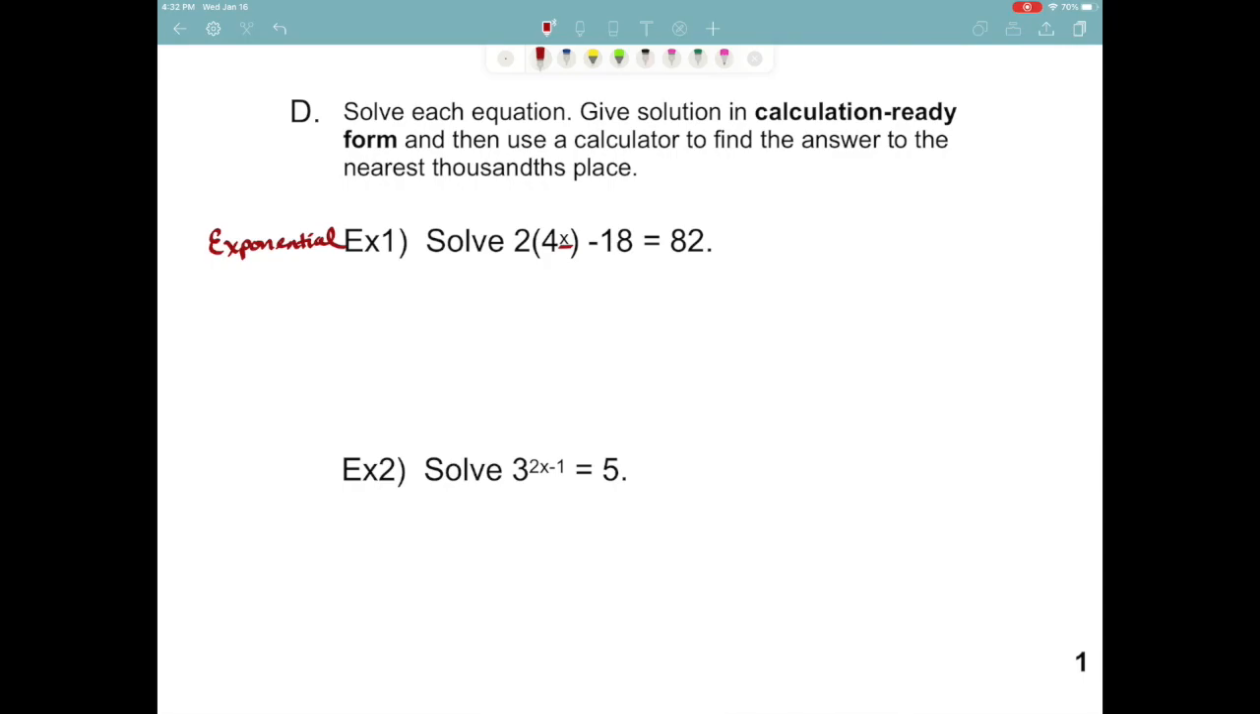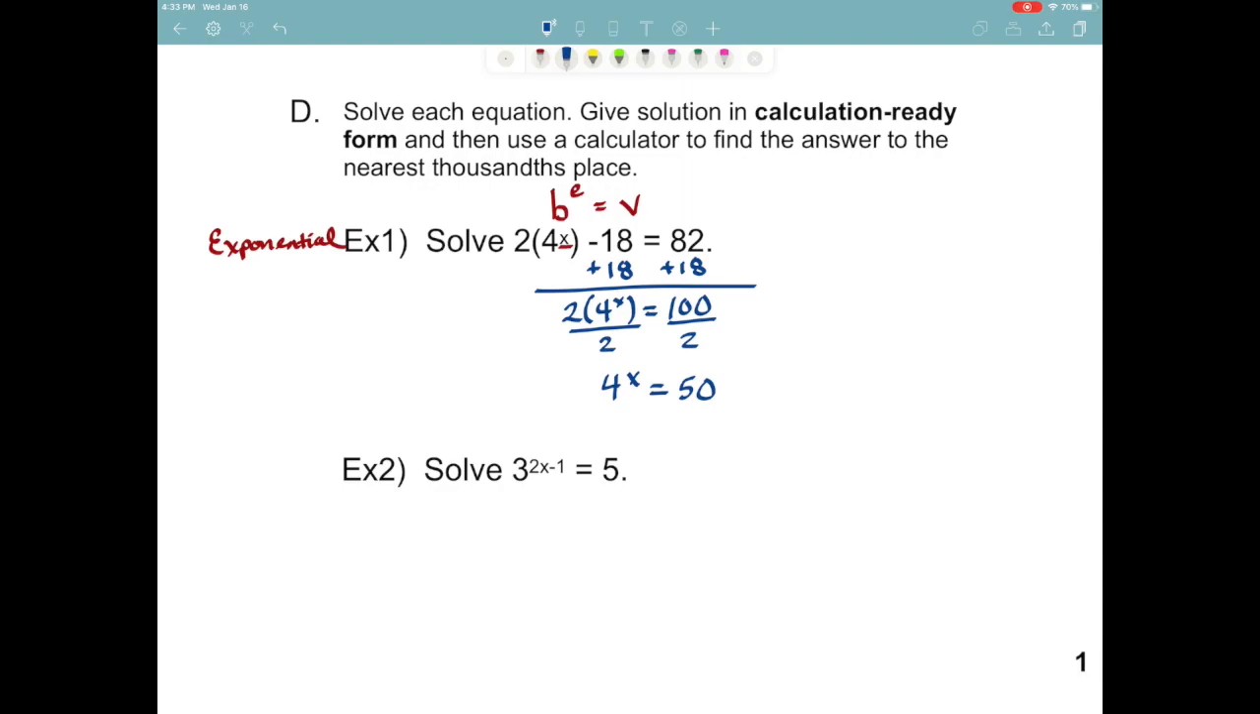So what we want to try to do when we have an equation like this is get it to the form where it's the base raised to a power or an exponent and that equals a value. In order to get it to that form, we're going to need to undo part of the equation, or get rid of the 18. So we have 2 times 4 to the power of x equals 100. Then we're going to divide by 2 on each side. So we now have 4 to the power of x equals 50.